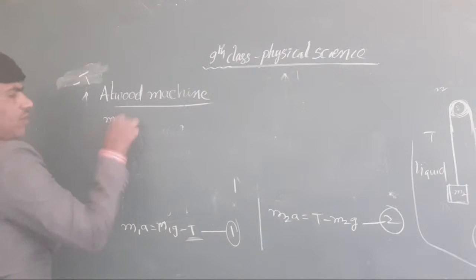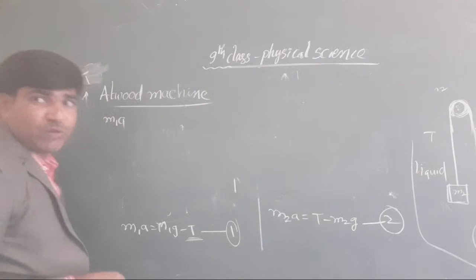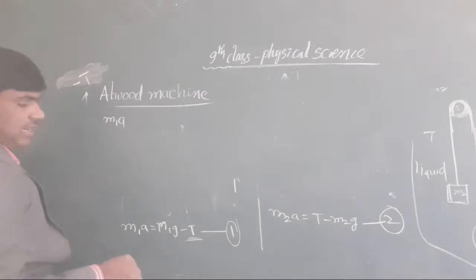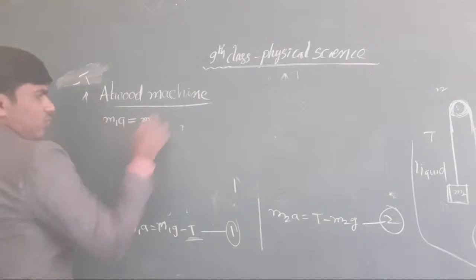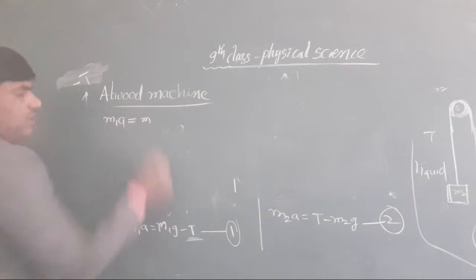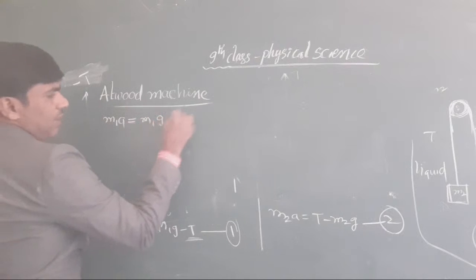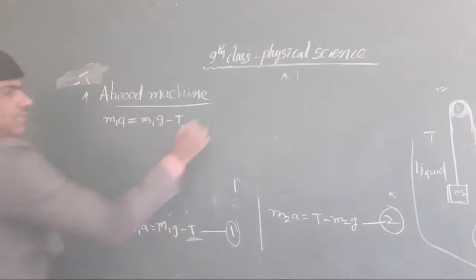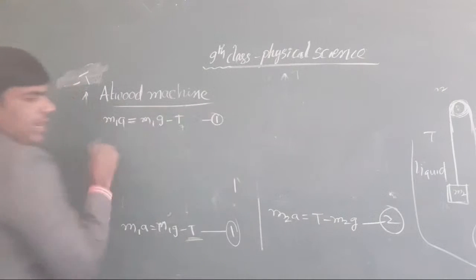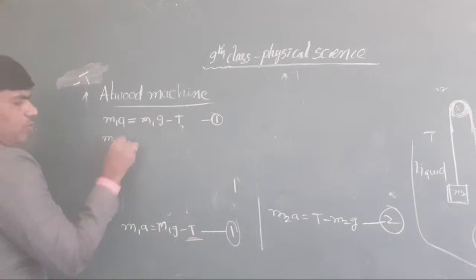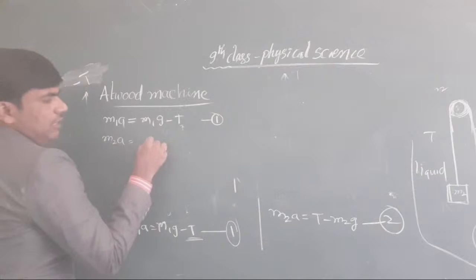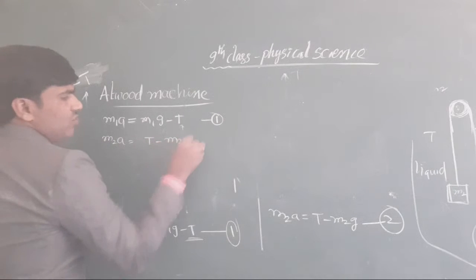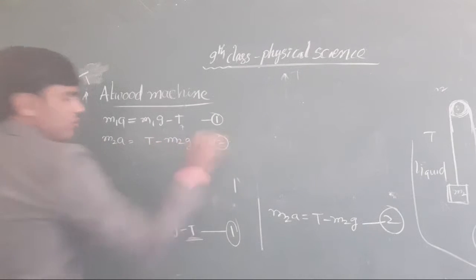From the application of our net force formulas and Newton's second law, we get the equations like this. M1A is equal to M1G minus T. This is equation number 1. And what is equation number 2? M2A is equal to T minus M2G. This is equation number 2.